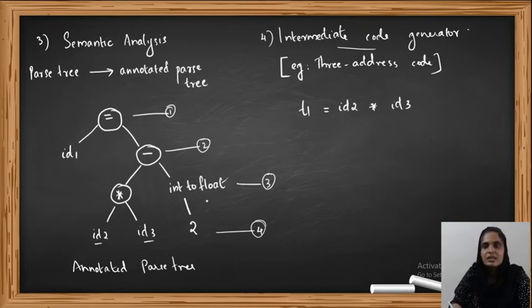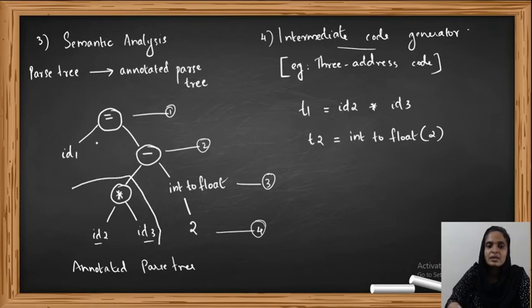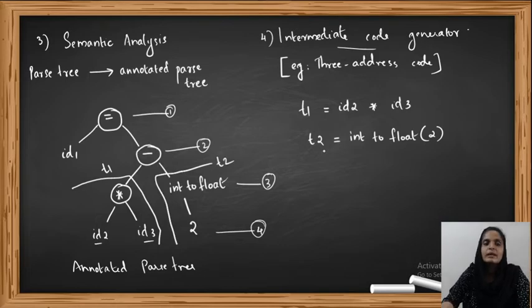The second statement of the intermediate code will be this conversion, that is int to float of 2. We are converting the integer value 2 into a float, and this value should be saved into some other temporary variable T2, right? Now we can see that this much portion of the parse tree is saved in T1 and this much portion of the parse tree is now saved in T2. Now we have completed all the operations in level 3.